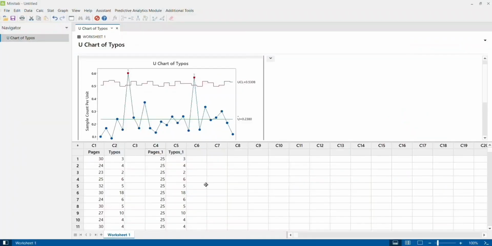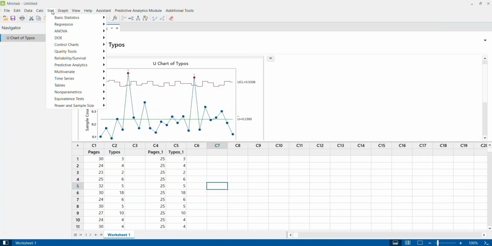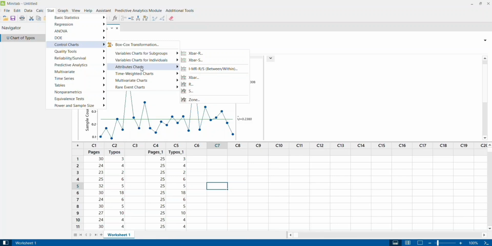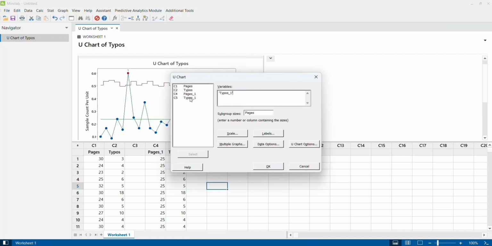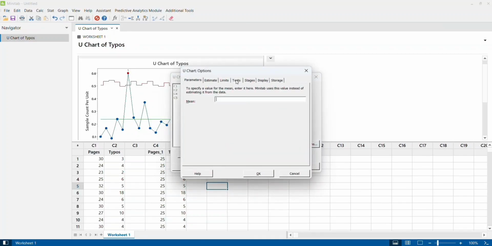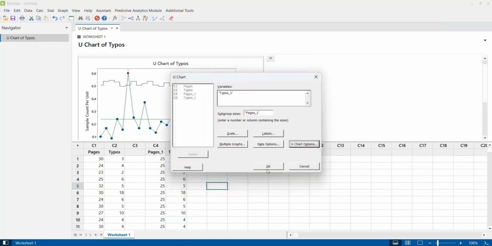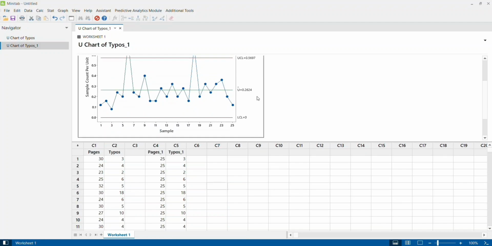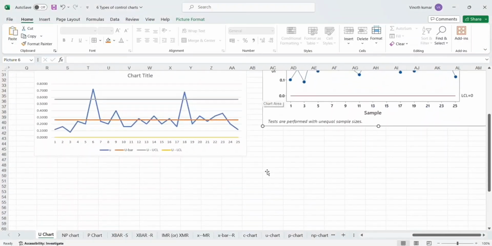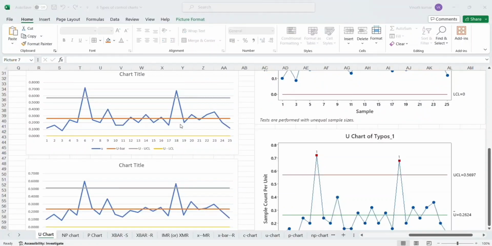So now what we can do is we can click on Stat, Control Charts, Attribute Data, U chart. This time I select typo error 1 and I select pages underscore 1. So my U chart options will still be checked. Tests will still be checked. I click OK and I click OK. I get a U chart where my control limits are fixed and it is not fluctuating. Right? Okay.